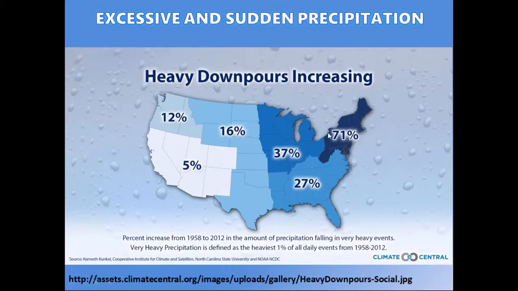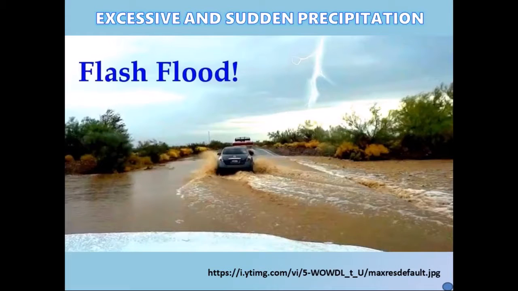So again, we talk about flooding. We're talking about the interaction of water and land, right? So we're just getting more out of the atmosphere than we have. And again, who knows what's driving that? But that's the case.